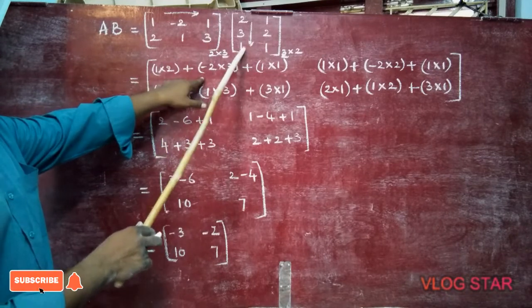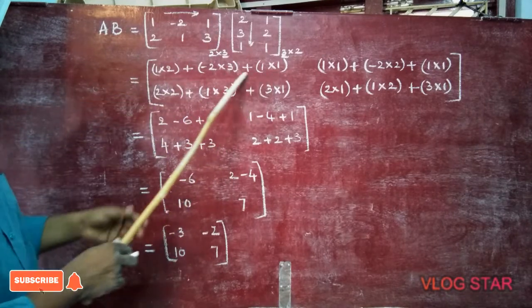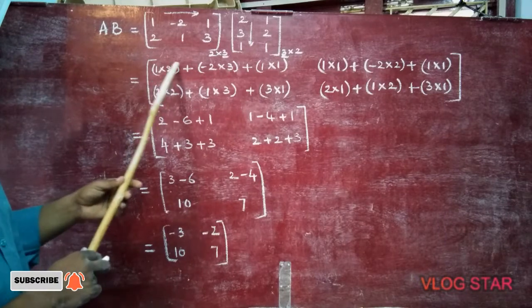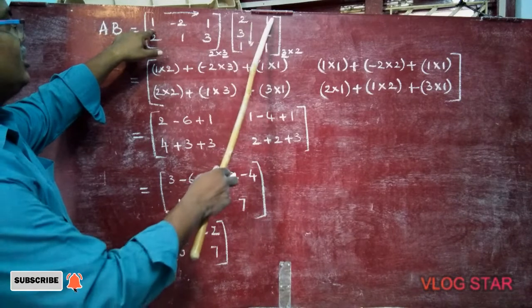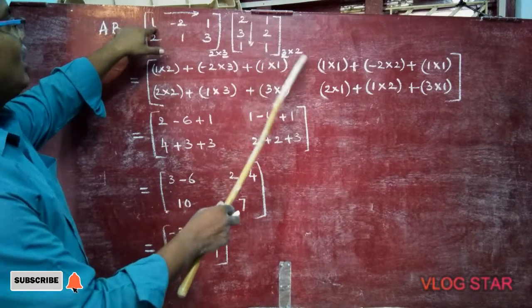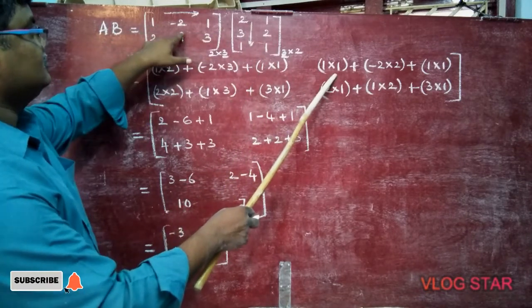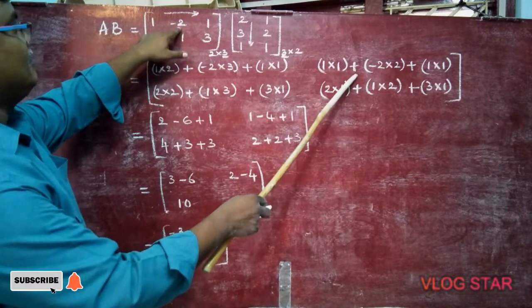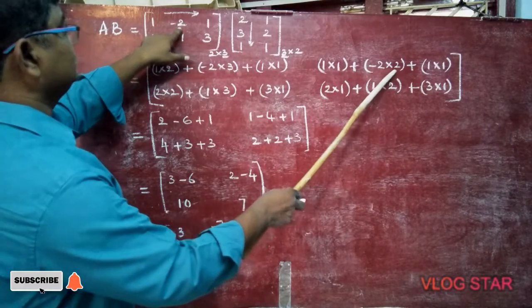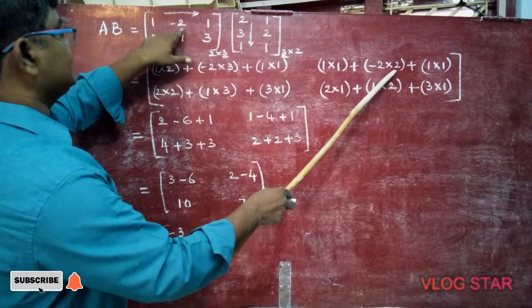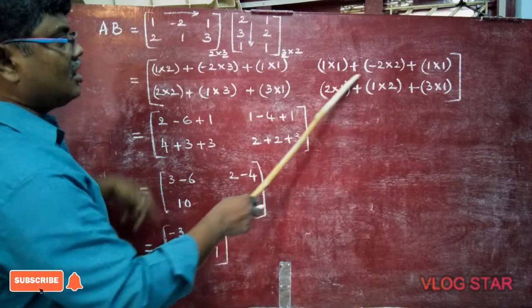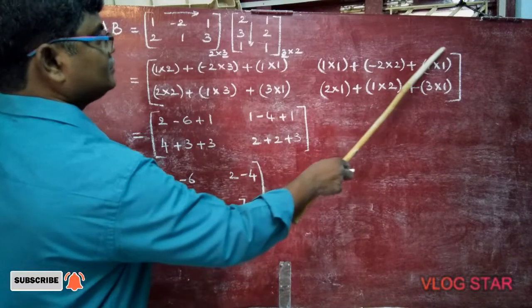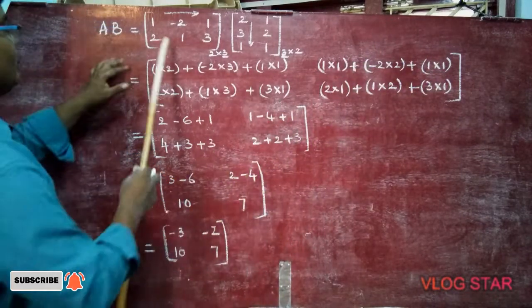Next 1 into 1. This is all first element. Again the same row with second column. 1 into 1, first bracket plus minus 2 into 2, plus 1 into 1. This is all second element. Now first row completed.